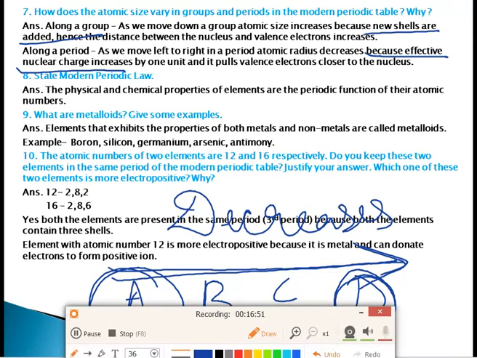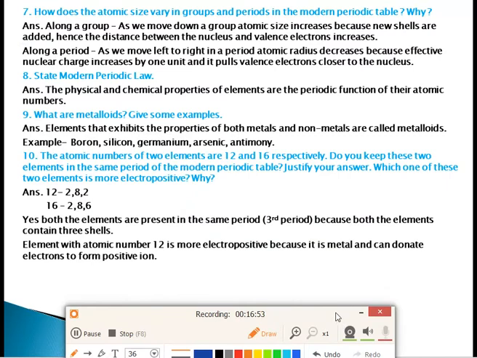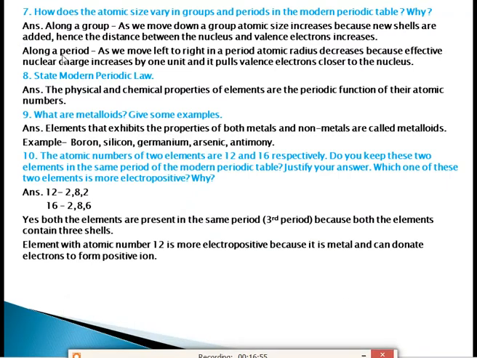So this is a trend. When you move from top to bottom in a group, atomic size increases, and when you move from left to right in a period, atomic size decreases. Now we will discuss the modern periodic law. So this is also one of the important questions.